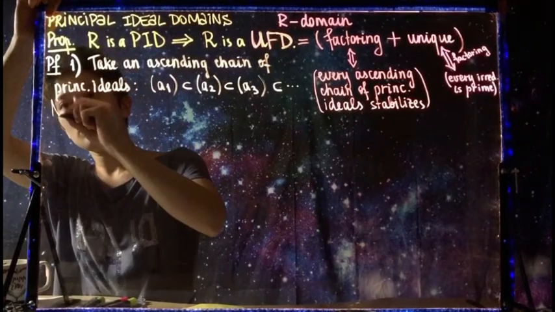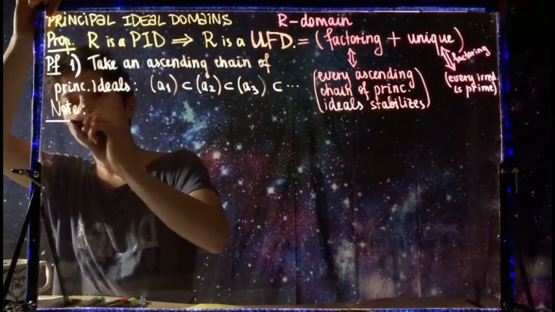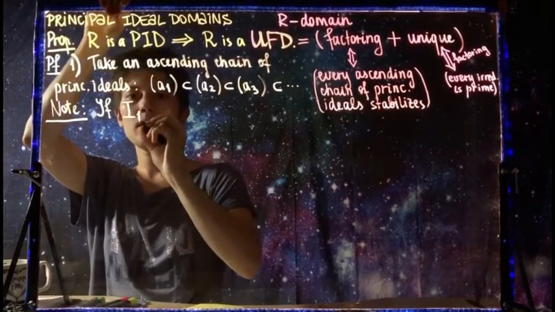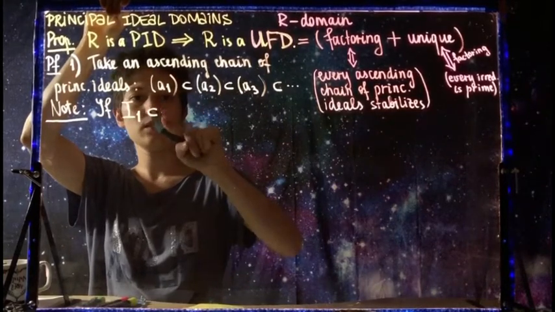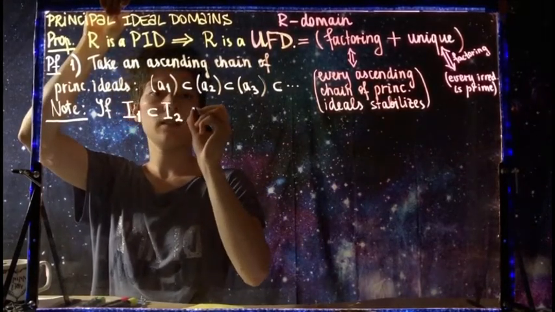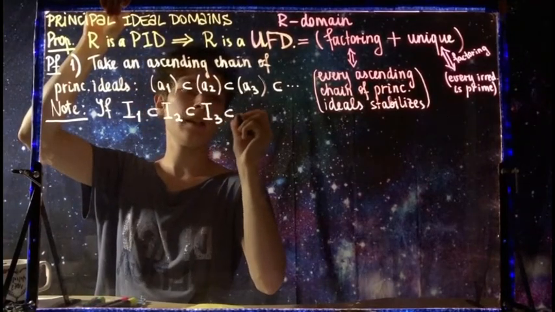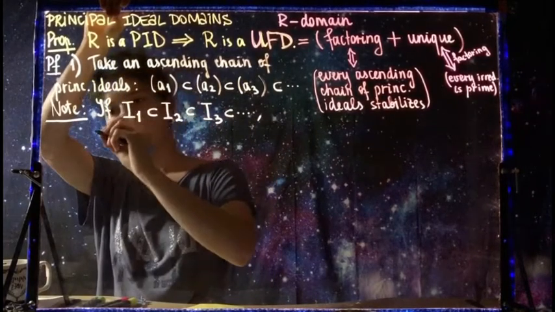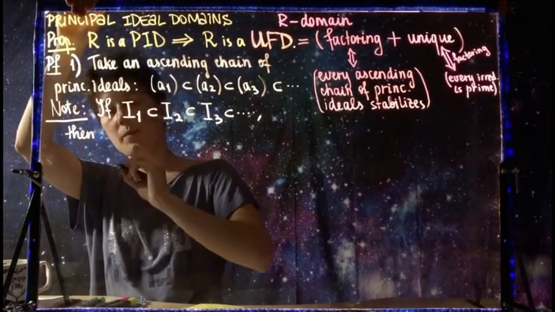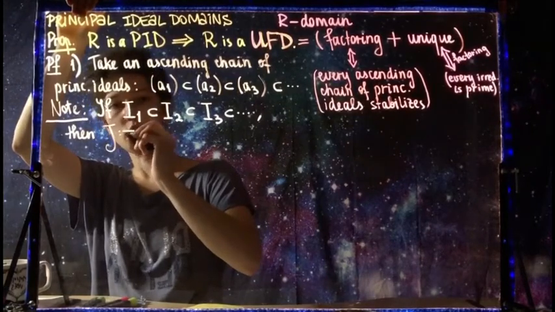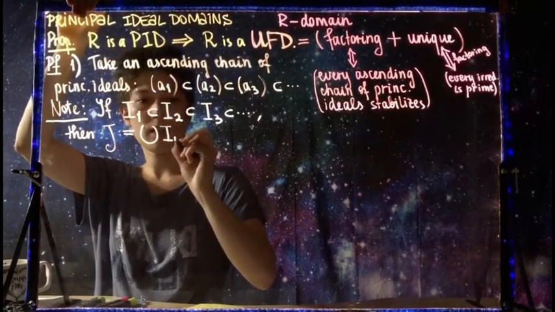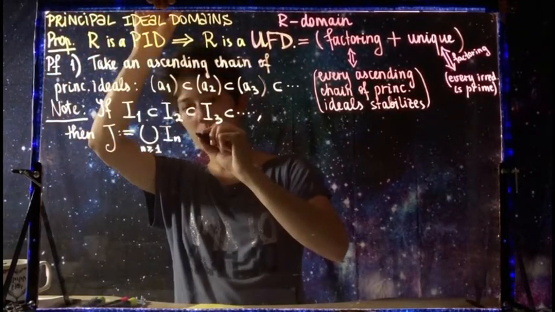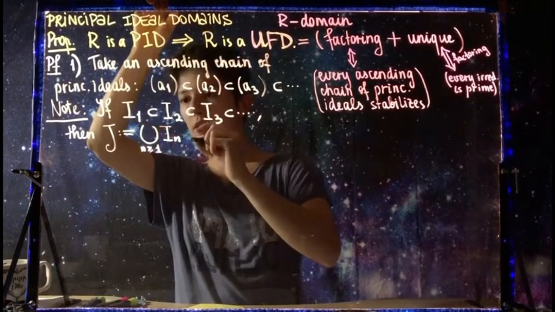Then I want to note that if we have any ascending chain of ideals, I1 is contained in I2, is contained in I3, etc., then their union, which I call J, the union of In, n starting with 1, is also an ideal.